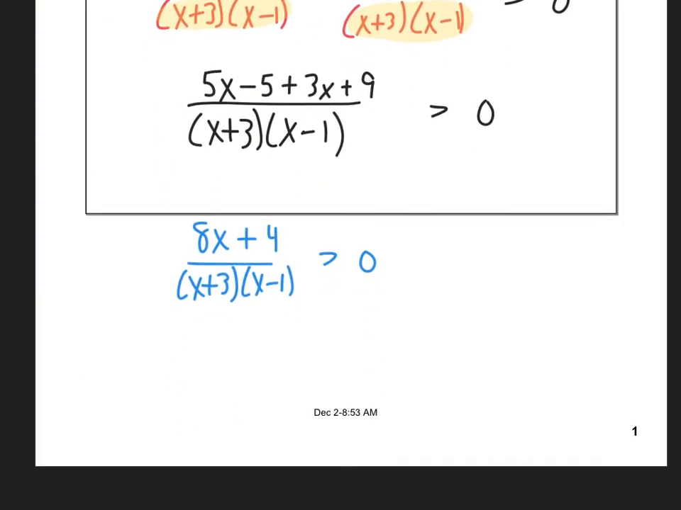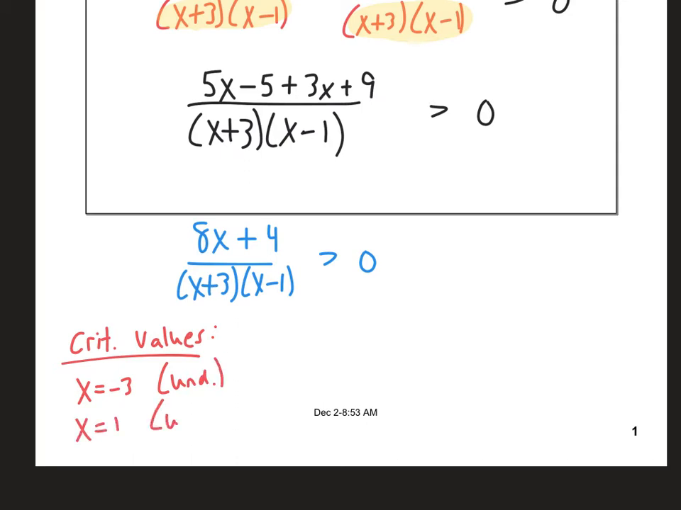Okay, so critical values, again, are always going to come from if there are any restricted values and also any values that would solve the equation. So critical values for this one, we have two restricted values because of the denominator. x equals negative 3, well, the expression becomes undefined. If x equals 1, the expression would become undefined, again, because the denominator would be 0.